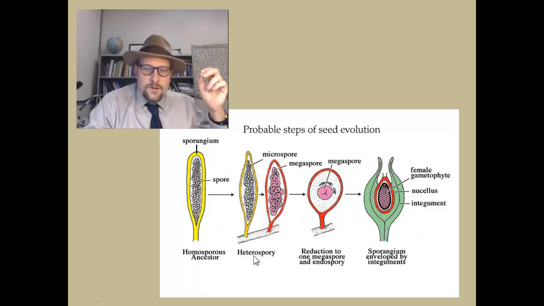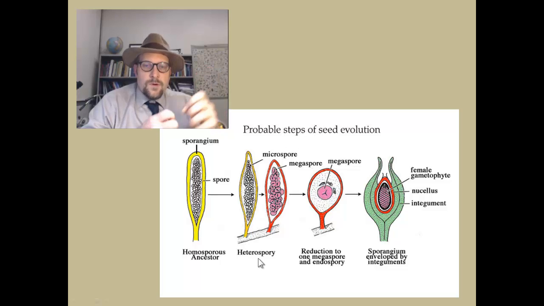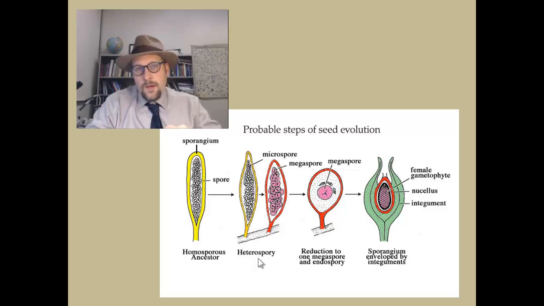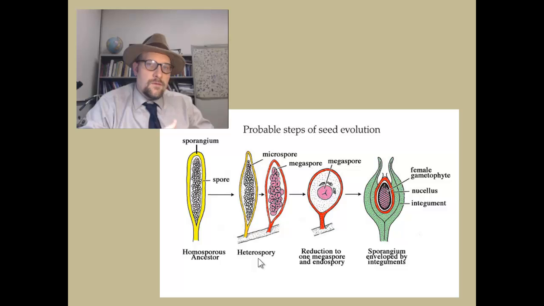And the next stage here is a stage where we have two different types of spores on the plant. So we have spores that are microspores and megaspores. The megaspores would be the ones that are going to be the female spores, and the microspores are going to be the ones that develop into the pollen eventually.